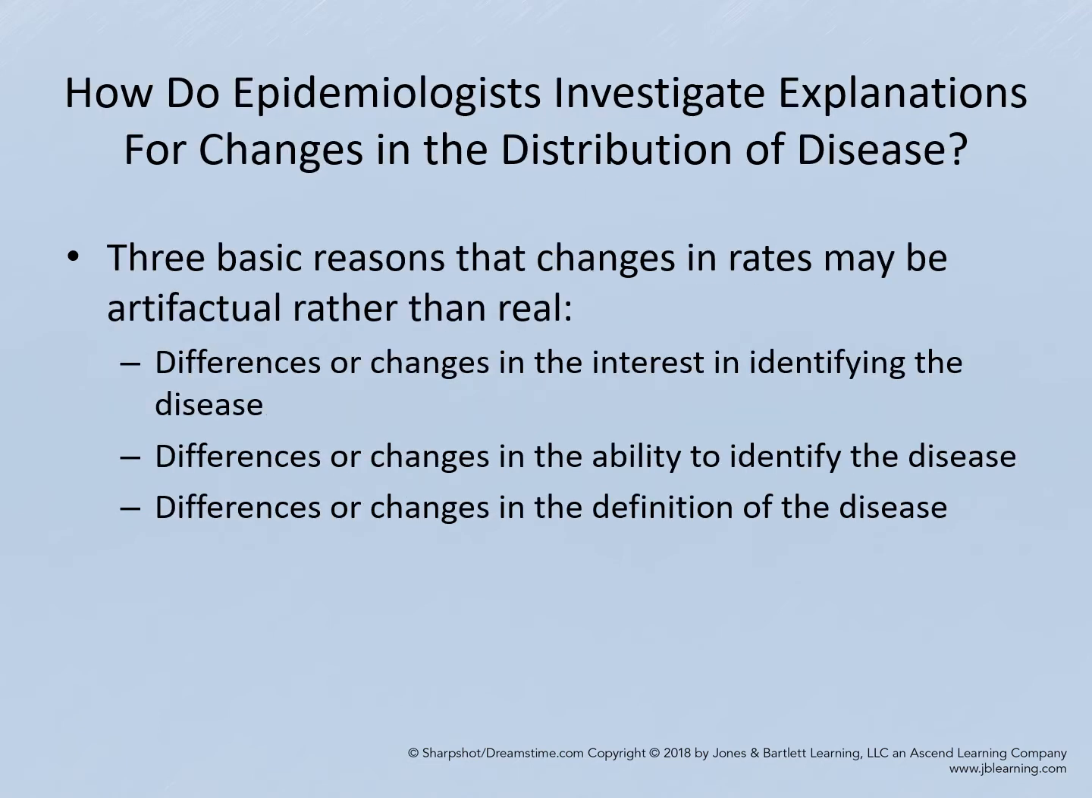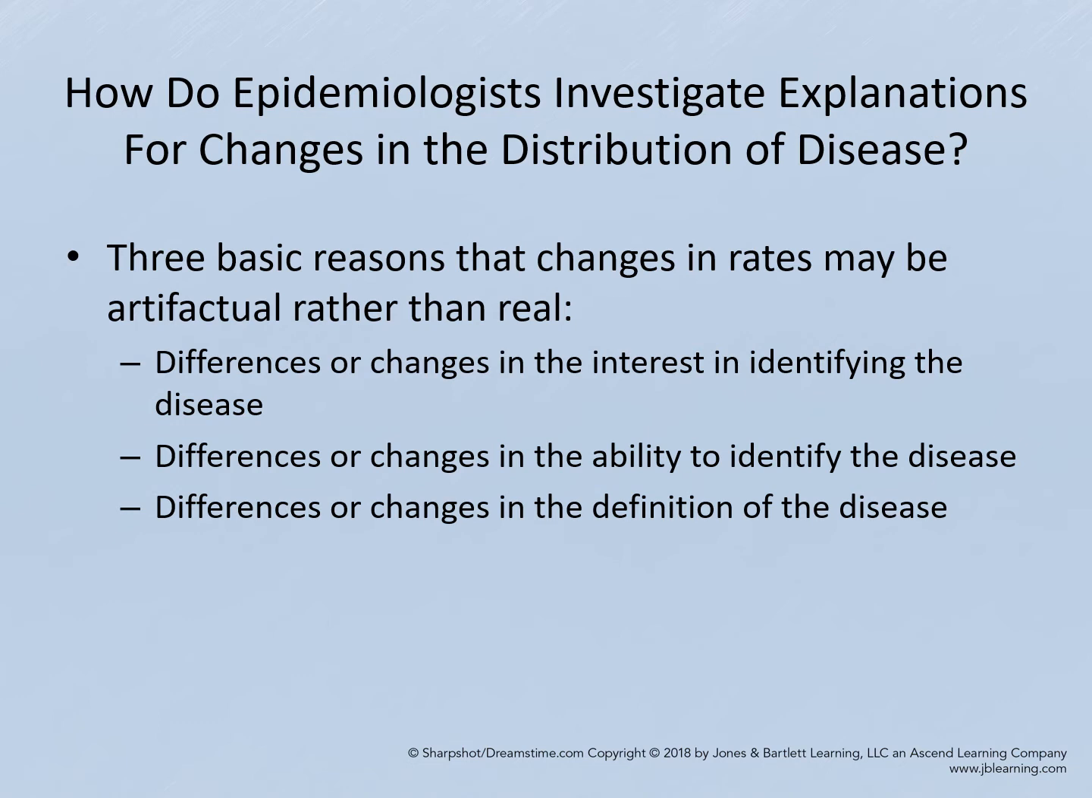How do epidemiologists investigate explanations for changes in the distribution of disease? There can be changes in the distribution of disease over the period of their lifespan, or in a time period. Based on the time period, there can be changes in the distribution of disease. So there are three basic reasons that changes in rates may be artifactual rather than real.